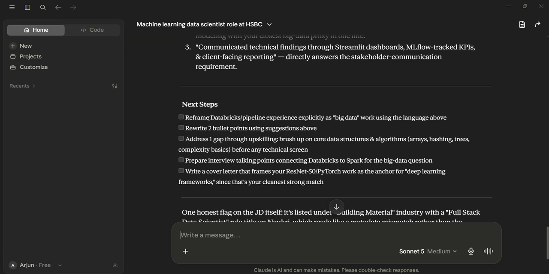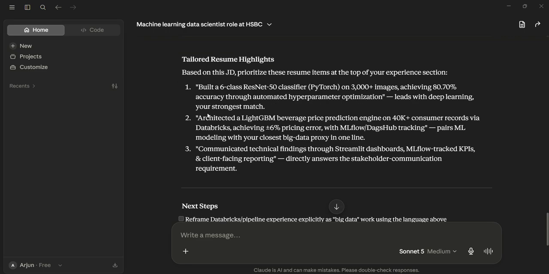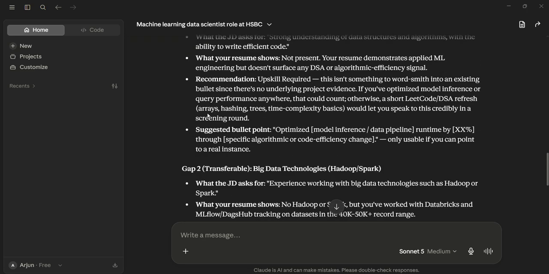And it gives you a neat checklist of points that you need to take in order to further improve your resume.